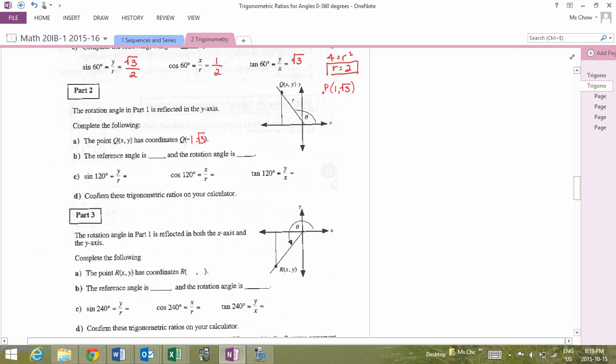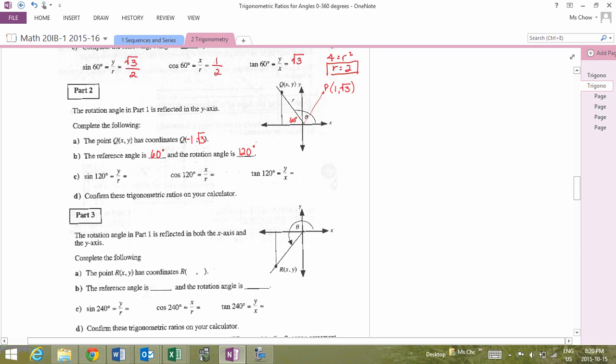So the reference angle is going to be what in this particular case? Well, if it's a reflection, this is where we were, then we can see that our reference angle, sorry, is going to be 60 degrees. The rotation angle, if this is 60 degrees, our rotation angle is going to be 120 degrees.